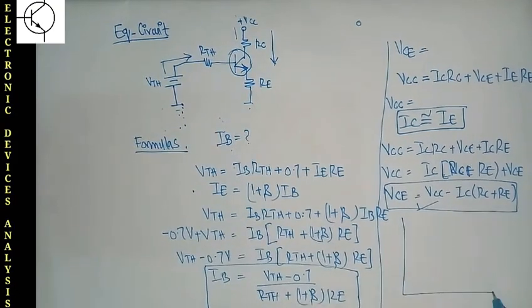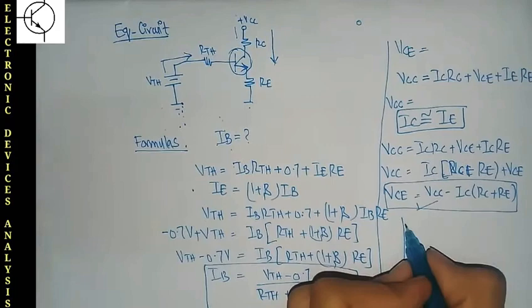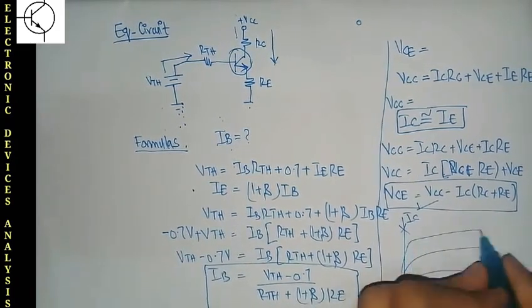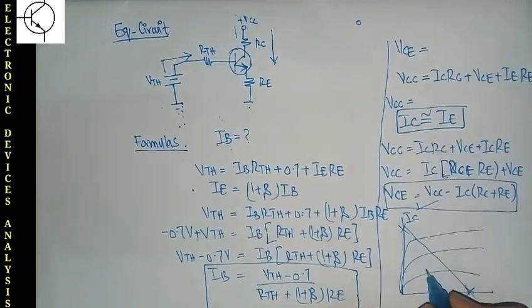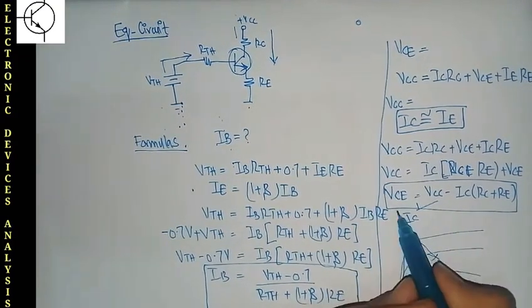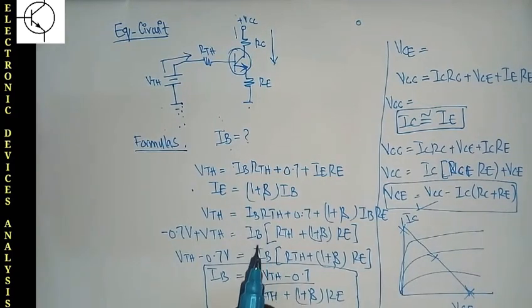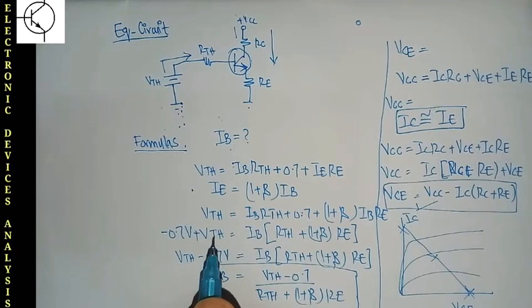So you can find the output characteristics from there. You can write VCE, or here you can write IC, and draw the output characteristics and indicate the Q point over there, because you have both IC and VCE values. So guys, that's all. These are all the formulas which we derive from the voltage divider biasing circuit.